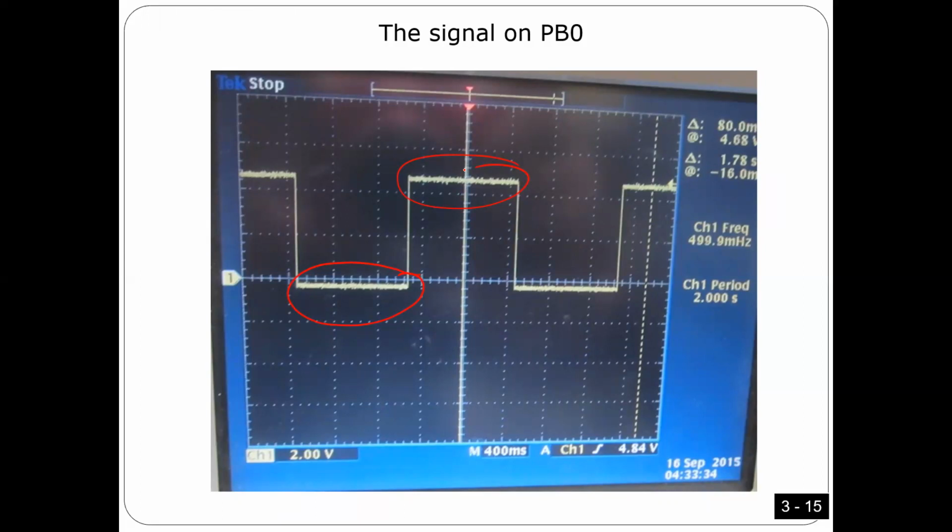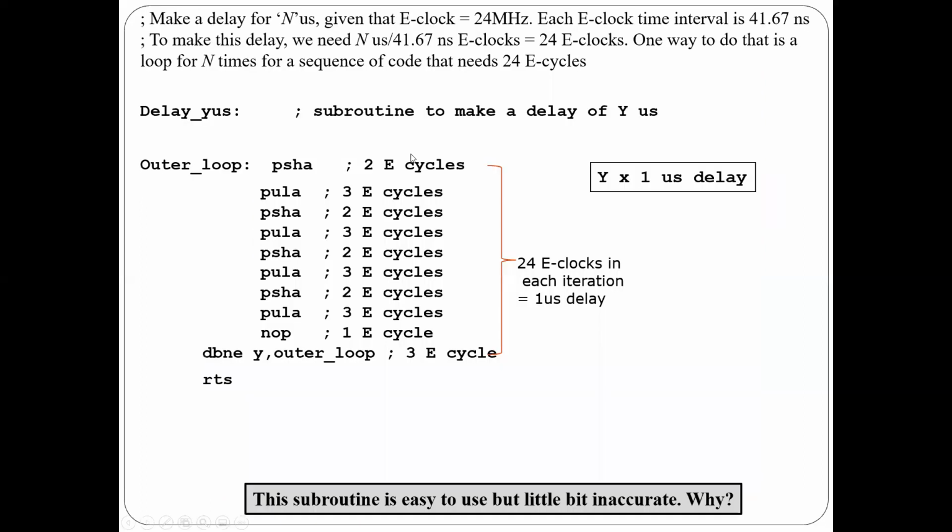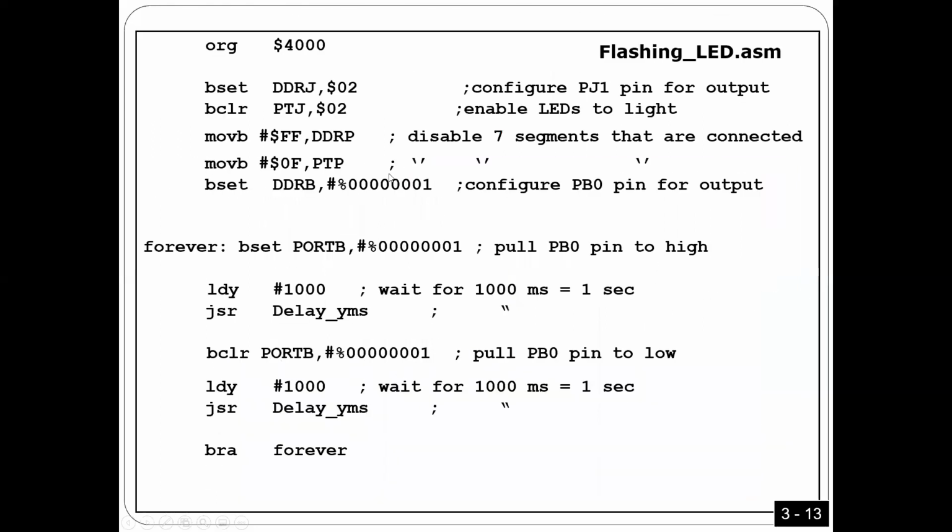And this is what the coming lab is about. The coming lab is going to be about how you can generate a square wave with different duty cycles and so on. So here I just pull it low, wait 1 second, and then put it high. So let's see the program here.